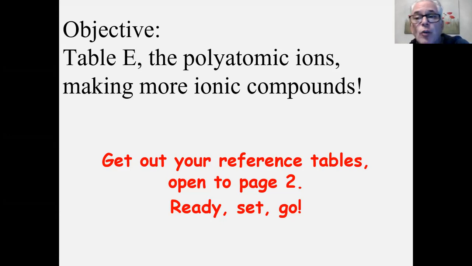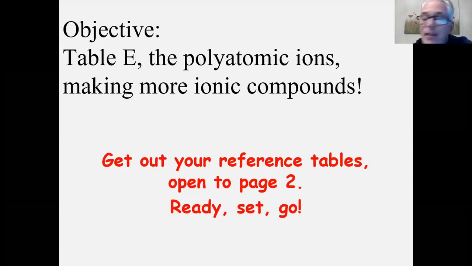So instead of just you and your friend, it's you and the four of them, right? They're bonded together. They act as one unit. You can still bond to them, but they act as a single polyatomic ion. And they're all listed on Table E. There's actually more, but we only have to deal with about 20 of them, 22 of them. They're listed for you. Ready? Here we go.